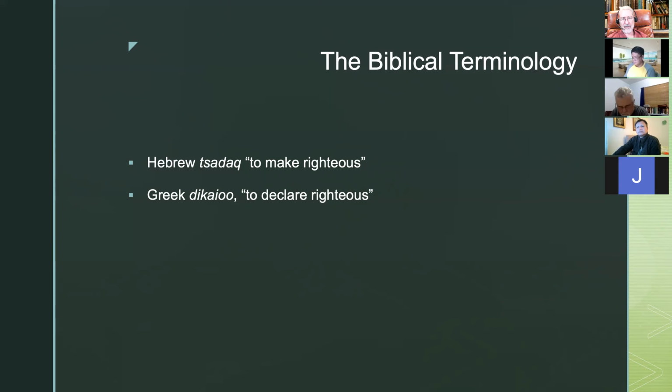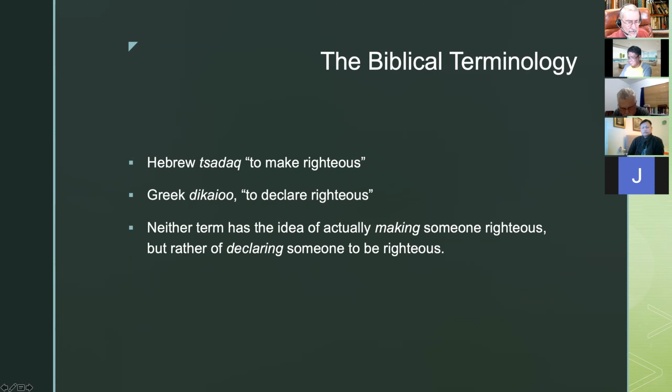The Greek word dikaio means to compare something to a standard and to declare that it has met the standard. It has hit the mark. So it's a pretty good word for what we're trying to say. It's important to note that neither term has the idea of actually making someone righteous. Both words have to do with the declaration of righteousness.